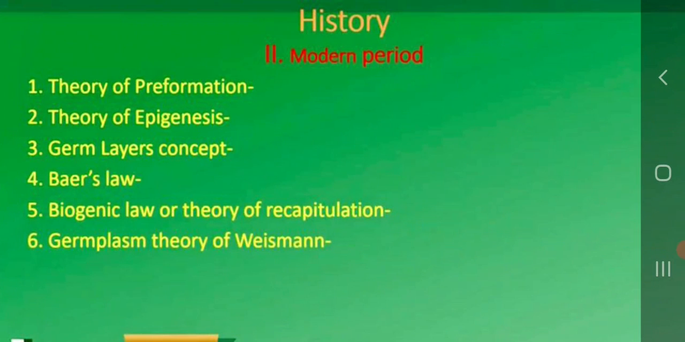In the modern period, many theories were formed, namely theory of preformation, theory of epigenesis, germ layer concept, Baer's law, biogenic law or theory of recapitulation, and germplasm theory of Weismann. What are these theories? We will take them one by one.